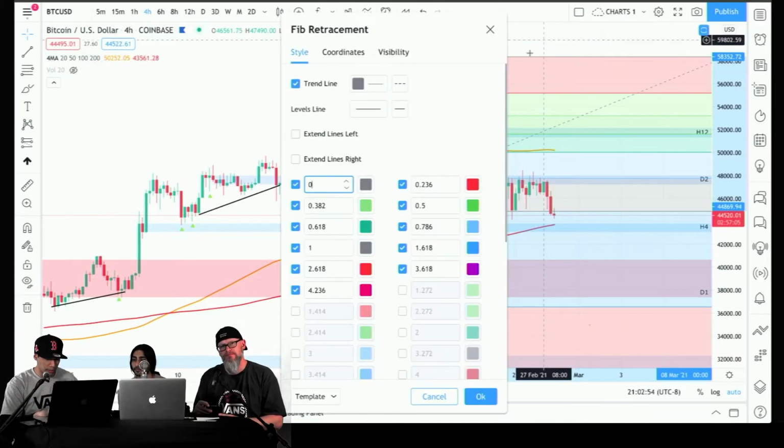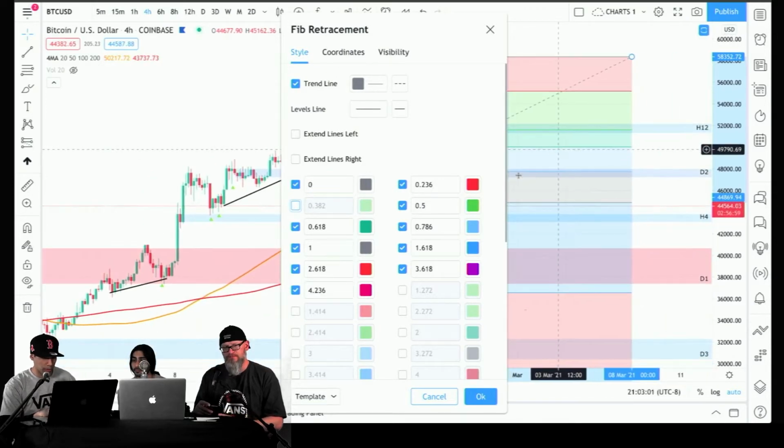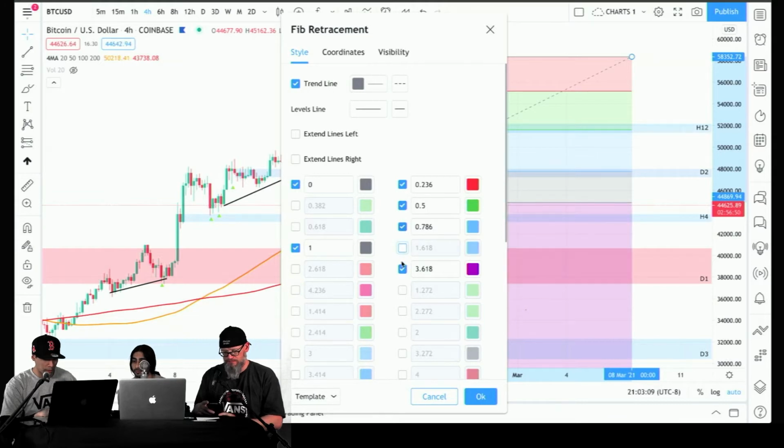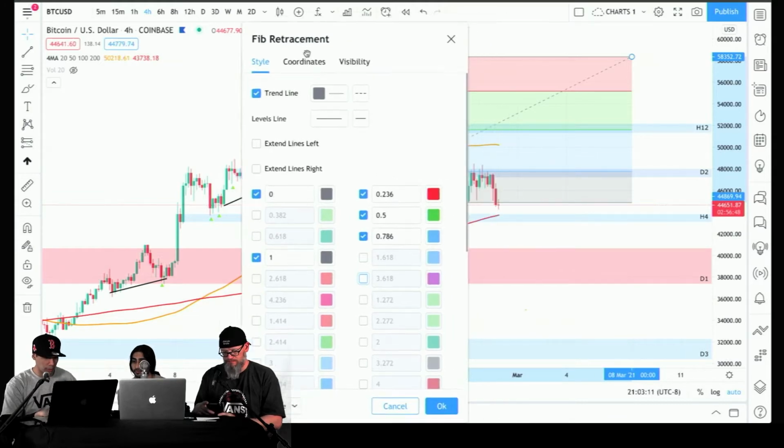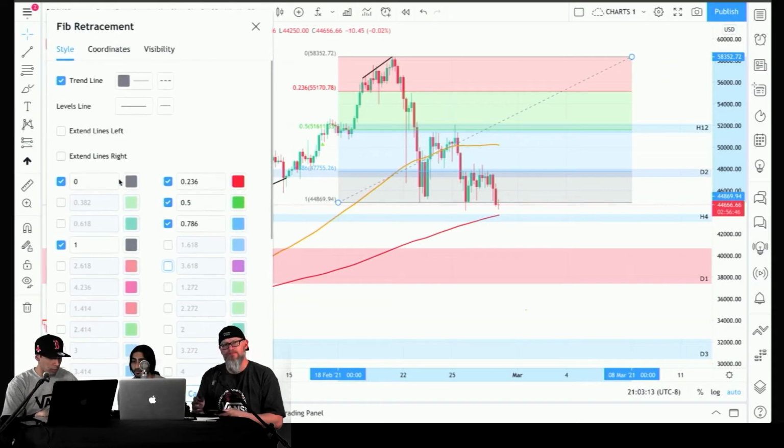We're going to go into our settings here. We're going to deactivate the 0.382, the 0.618, the 2.618. All we want to see is these four zones right here. We want the 0, the 1, the 0.236, the 0.5, and the 0.786, right? So what this is doing is splitting up a range of 4 equal parts.